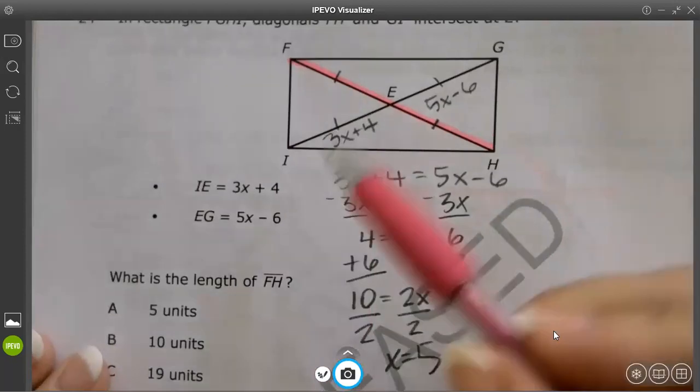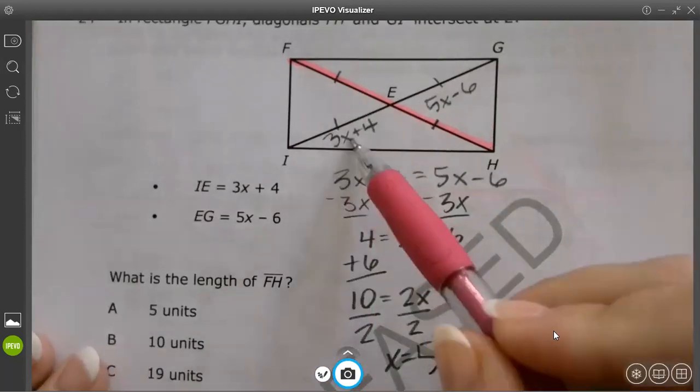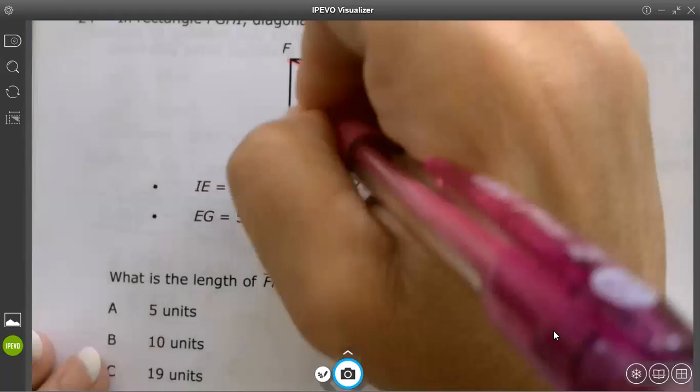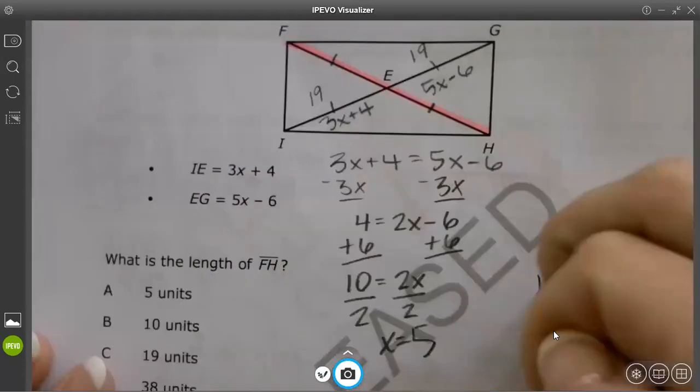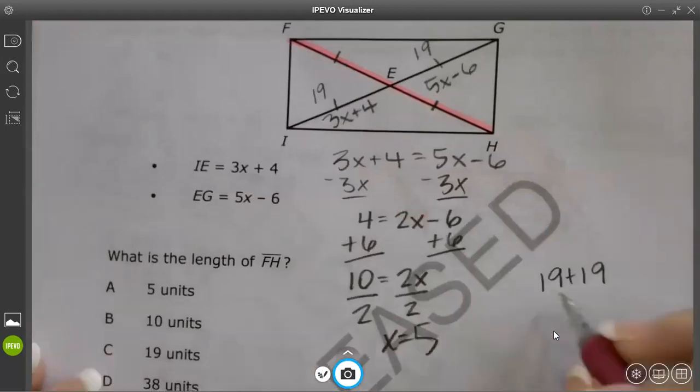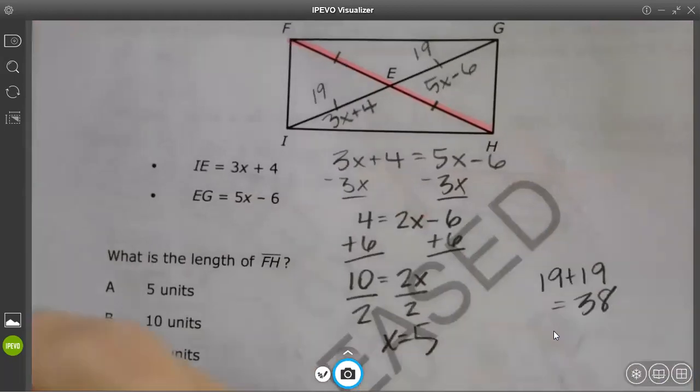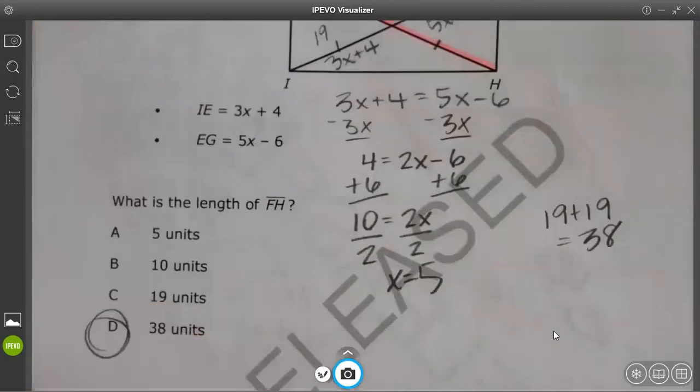So what is 3 times 5 plus 4? So this one is also going to be 19. So how long is the full line? What's 19 plus 19? 38. So just watch what they ask for. Again, not hard work. They just ask for a million different things. Okay. If you were solving for x, the problem would have been done a while ago. All right. Let's keep looking.